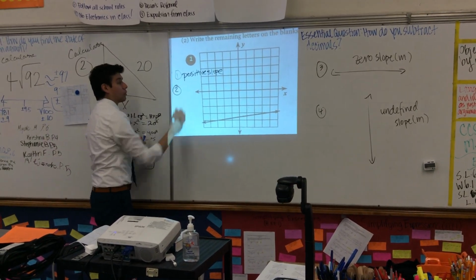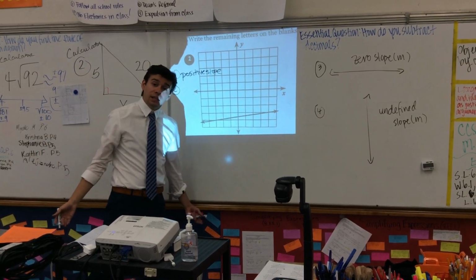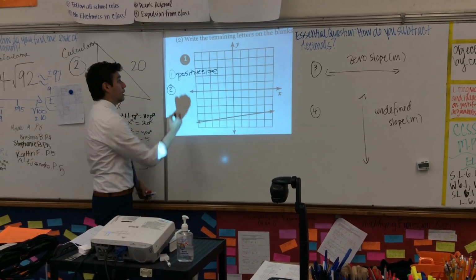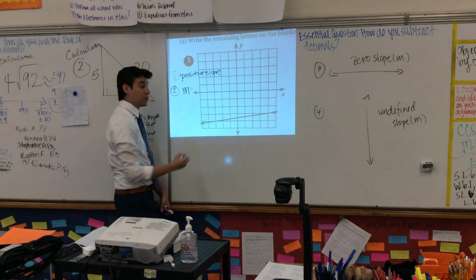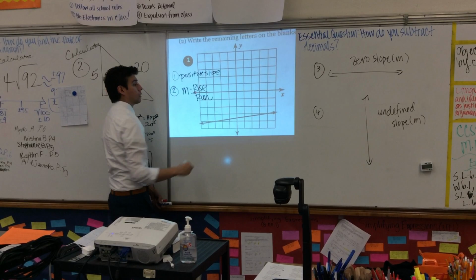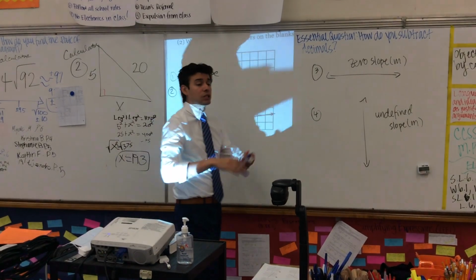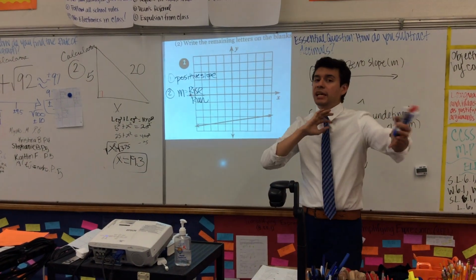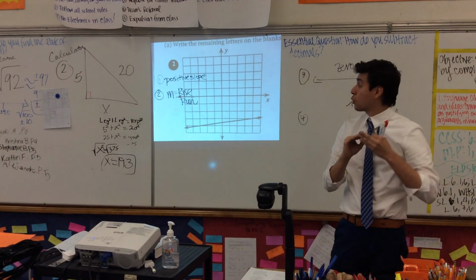Number 2, write the formula. Mark Anthony helped you with the formula. M, or slope, is equal to rise over run. Okay? Now you need corner points. This is where you guys messed up. You were just picking any random points. You need to pick corner points.